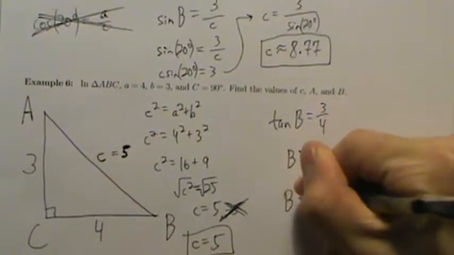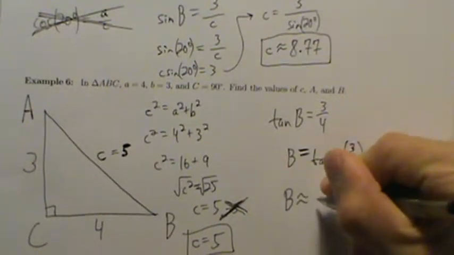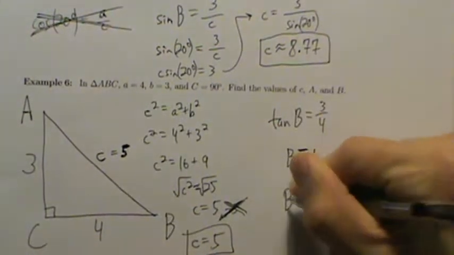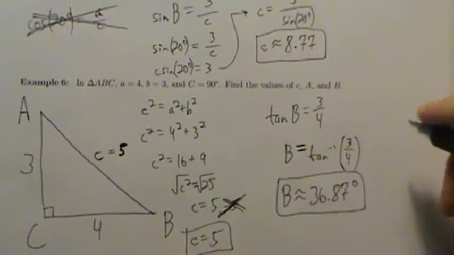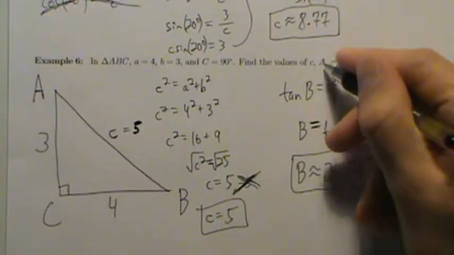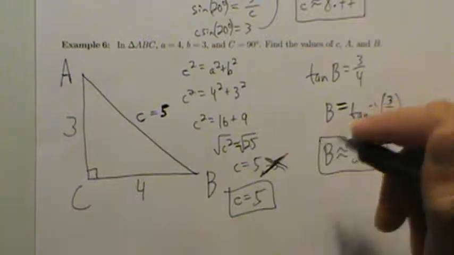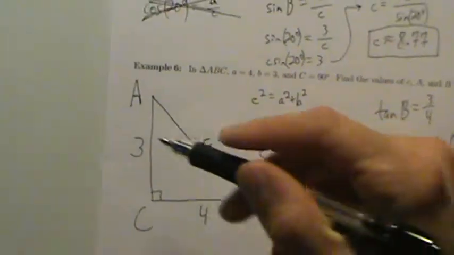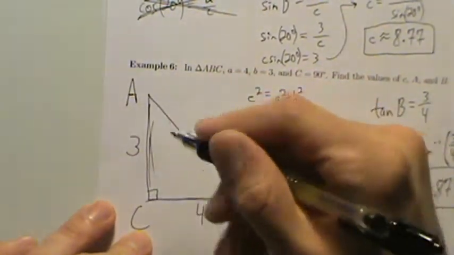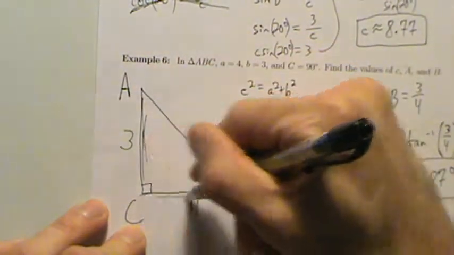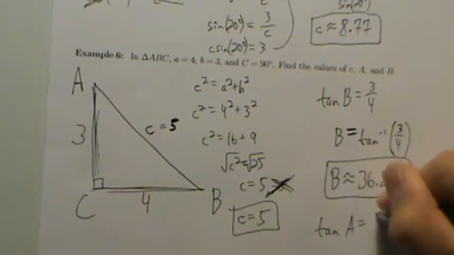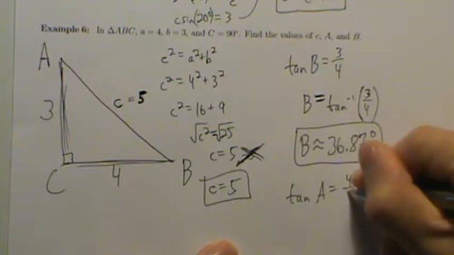Okay, so B is therefore approximately 36.87 degrees. Now how do we get capital A? That's the last. So we have little c, we have big B, now we need capital A. We'll just do the exact same thing. Tangent of B is opposite over adjacent. Tangent of A is also opposite over adjacent. But for A, the opposite side is 4, the adjacent side is 3. So tangent of A equals opposite over adjacent.